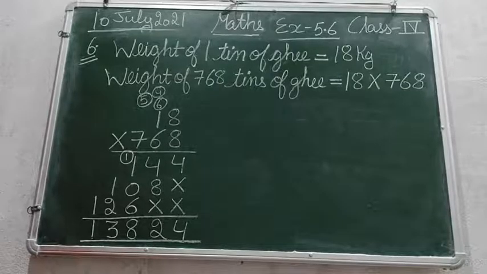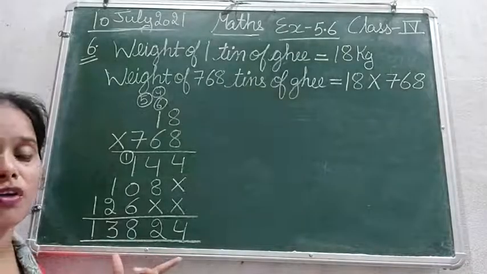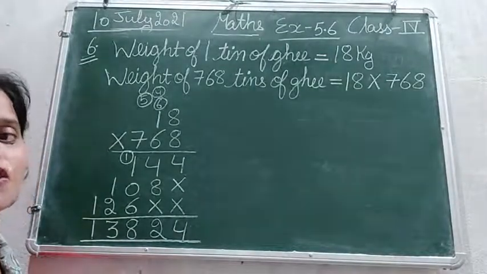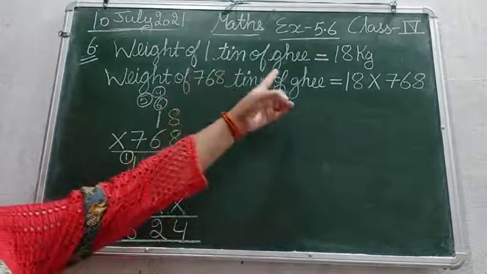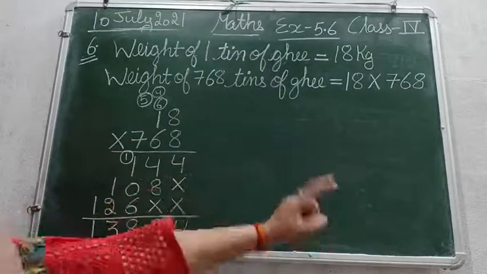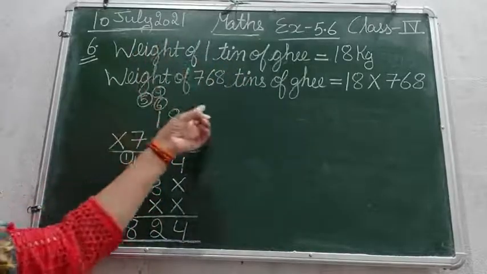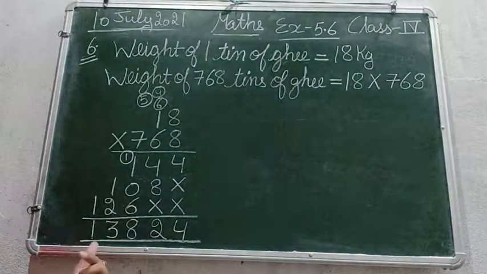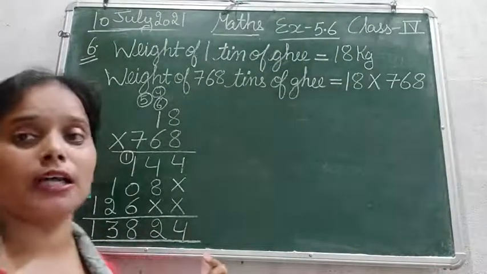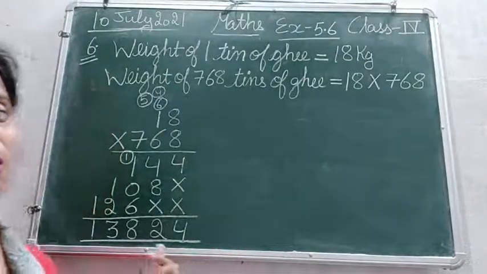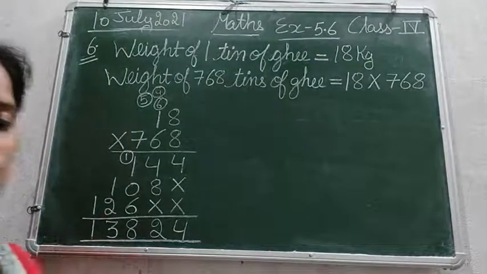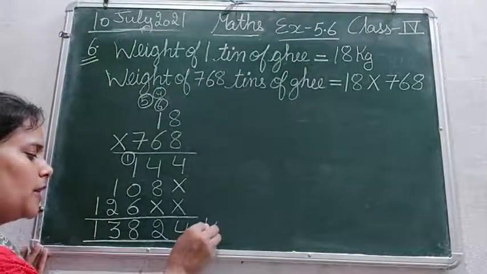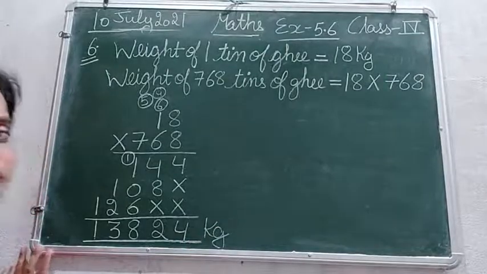13,824. So this is the product that we got. So what is it? ये क्या है? This is the total weight of ghee in the stock. देखिए, 1 टिन के घी का वेट है 18 kg. 768 टिन्स ऑफ घी का हमें निकालना है, and that we have calculated by doing the multiplication, and we got the answer 13,824. Clear? Now this is the weight of ghee. So this is 13,824 kg.